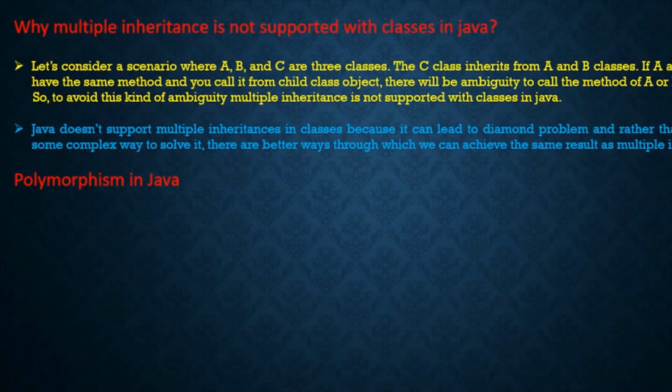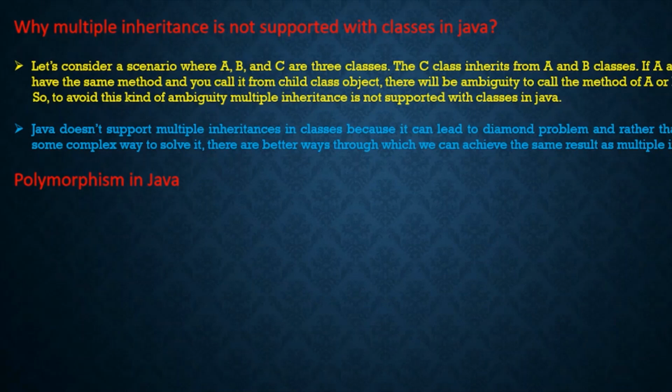And the next concept is polymorphism in Java. What do you mean by polymorphism? Poly means many, morphism means actions. Many actions. Like for example, in Java we have a method.